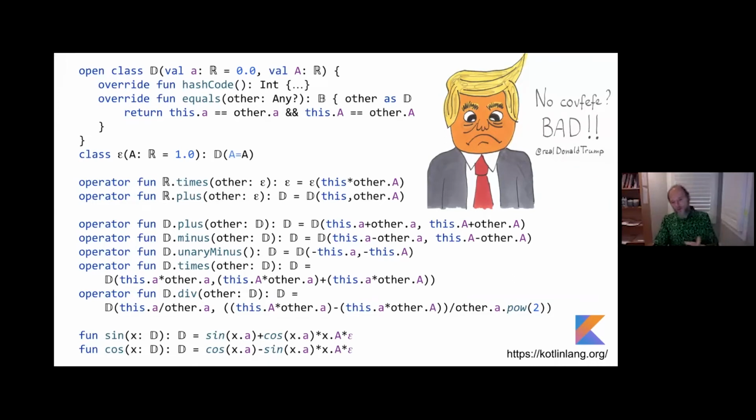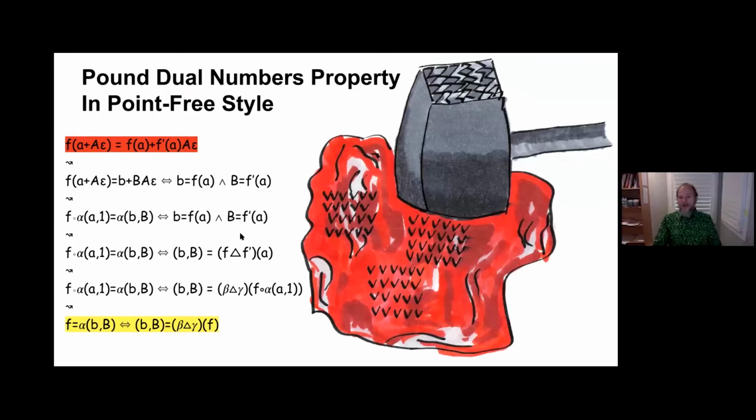Now this is called forward automatic differentiation. If you want to do backwards automatic differentiation, you just turn this into continuation passing style and you're done. There's nothing special about backwards AD, it's just forward AD in continuation passing style. All right, now let's do a little bit more math here.